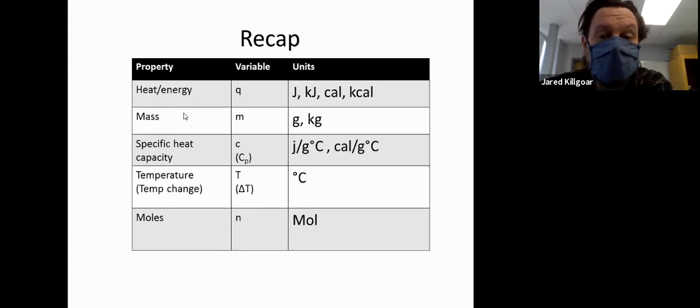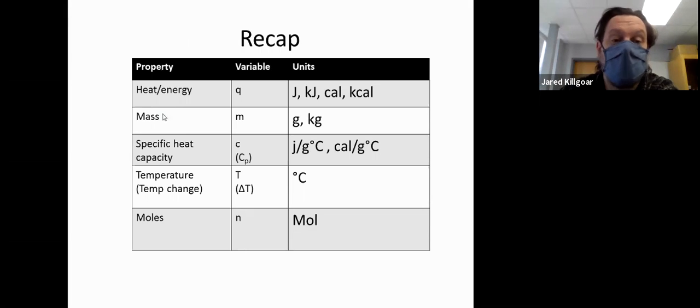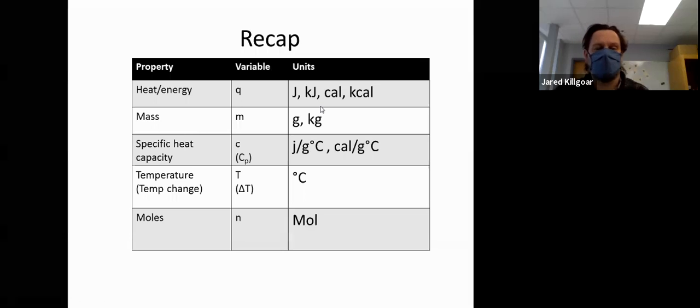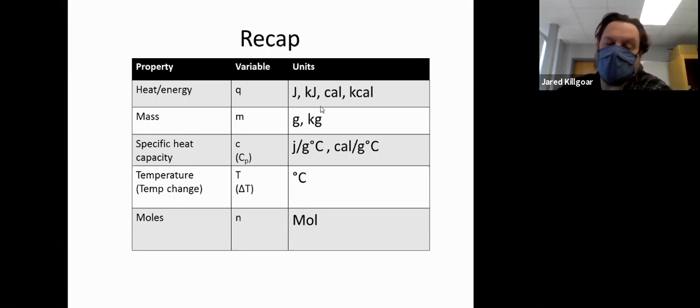The biggest mistake people make is, I ask how much energy something takes or is required to do so-and-so, and people will give me the temperature change. They're like, well, 10 degrees Celsius, that's how much energy. Well, that's not a unit of energy. The units of energy are joules, kilojoules, calories, kcal, megajoules, millijoules, et cetera. So make sure you pay attention to what the question's asking. And I sent out that reference sheet with all these properties, variables, and units tables on them.